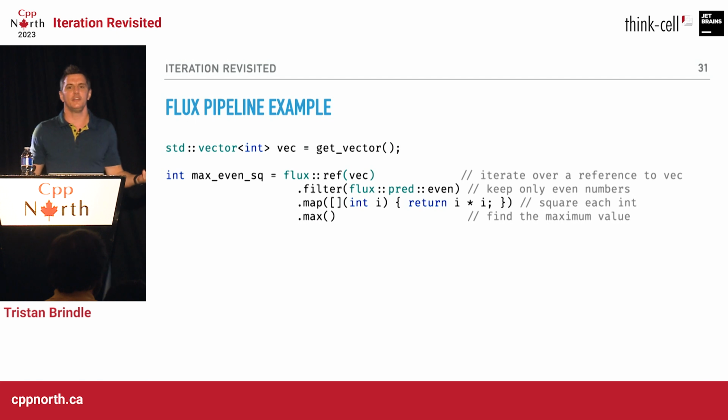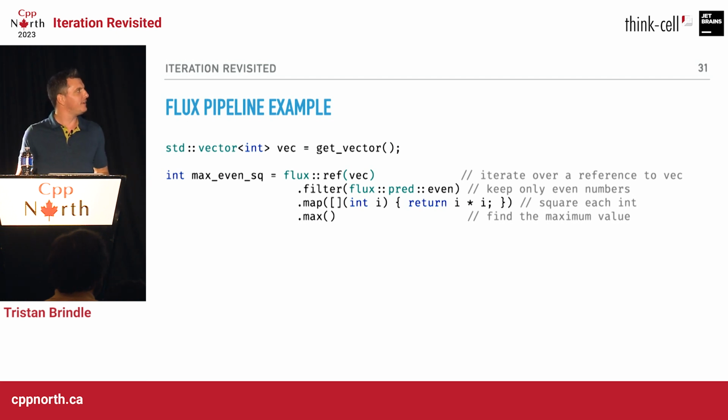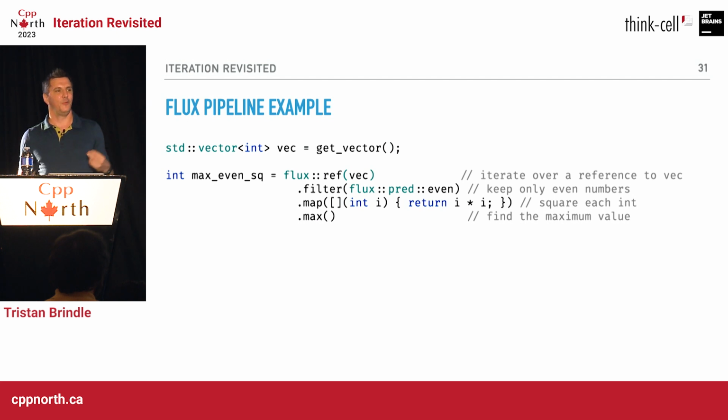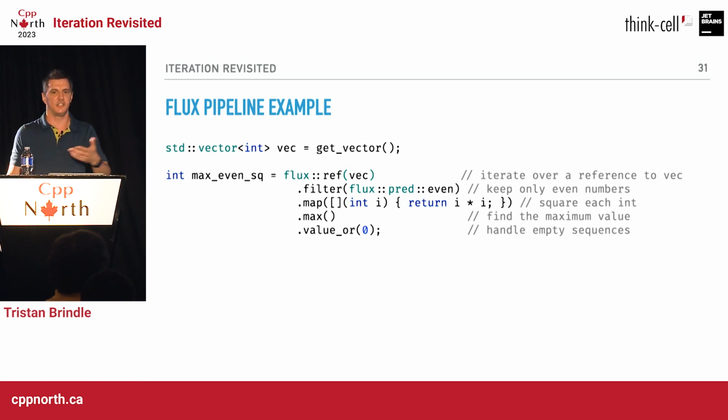In Flux, we want to avoid undefined behavior as much as possible. So in Flux, actually, max returns you an optional. So if the source is non-empty, then it gives you an optional with the maximum value. Otherwise, if the source was empty, it gives you an empty optional. So we avoid undefined behavior, and you as the user get to choose what happens if the source is empty. We kind of force you to handle it. So in this particular case, I've decided that 0 is a reasonable default.